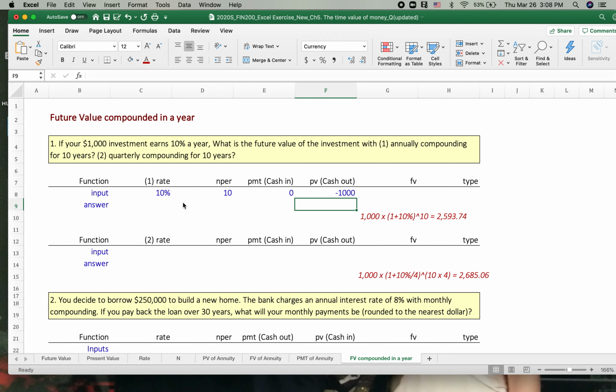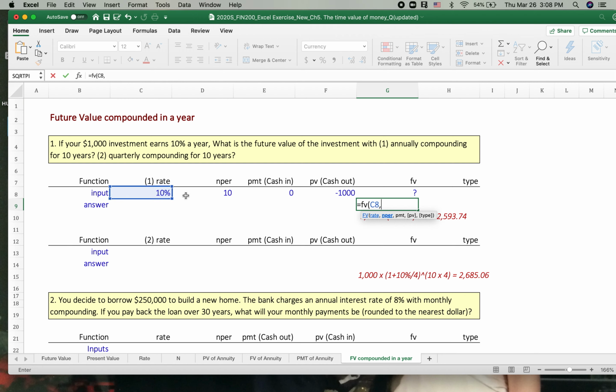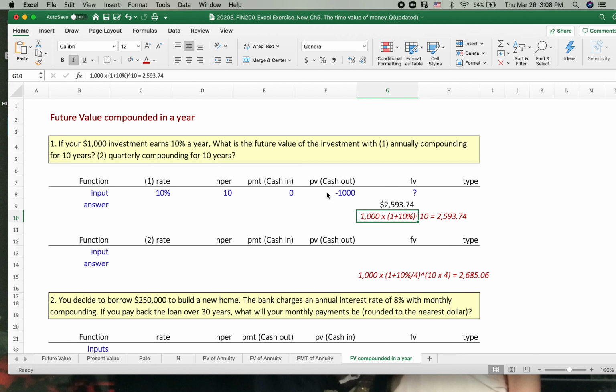Why? You have to always think of starting from who you are. If you are an investor, the present value means you invest the money out. When you invest somewhere, we assume that the money goes out. And then the future value is what we want to know. So just the future value, open the parenthesis, and then we click and click and click. Then $2,593.74 is the $1,000 invested 10 years ago. So 10% compounded for 10 times.